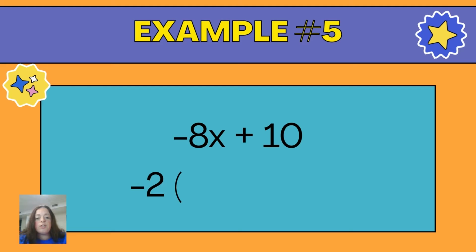So we start by writing negative 2 outside the parentheses. Now let's do negative 8x divided by negative 2. Well, I know a negative divided by a negative is a positive, and 8 divided by 2 is 4. So negative 8x divided by negative 2 is 4x. Now we need to divide 10 by negative 2. We have a positive divided by a negative, so it's going to be negative, which means we'll write minus. And then since 10 divided by 2 is 5, it's going to be negative 5.